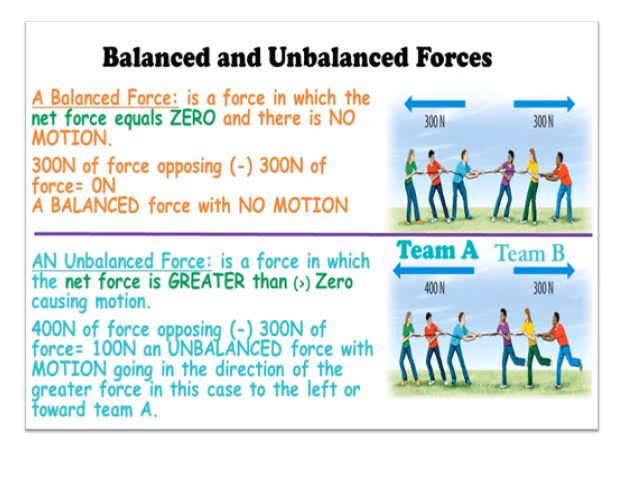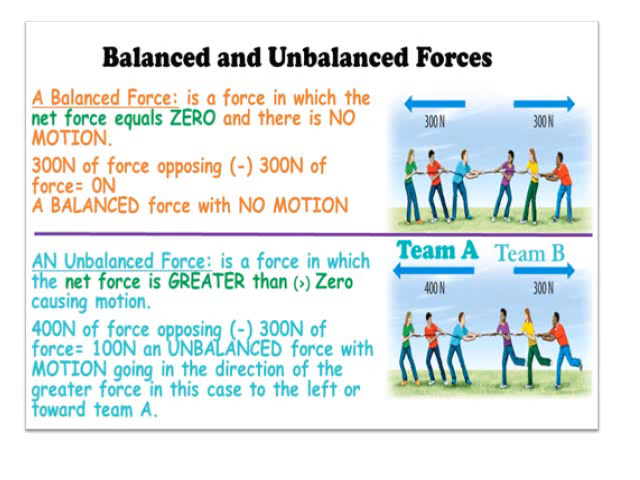Therefore, this type of force, where it balances in both directions and keeps the body at rest, is called balanced force. A balanced force is a force in which the net force equals 0 and there is no motion of the body. So the 300 newtons of force opposing the 300 newtons of force on the right side. A balanced force will result in no motion. There will not be any motion.